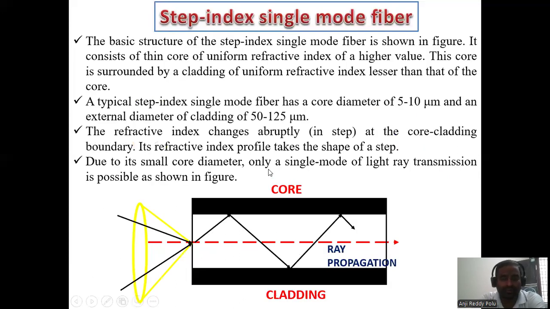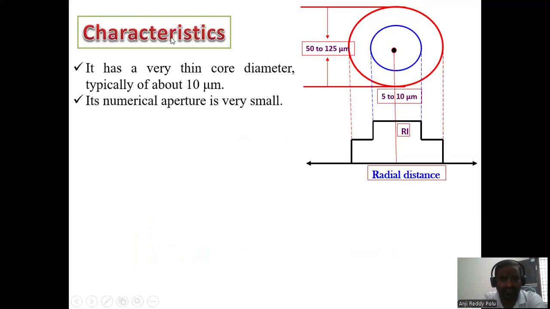Okay, right. This is the basic introduction of step index single mode fiber. Next, characteristics you can check. Here you can observe this diagram. This blue color circle is the core and red color circle is the cladding. The diameter of core is 5 to 10 micrometer. The diameter of cladding is 50 to 125 micrometer.